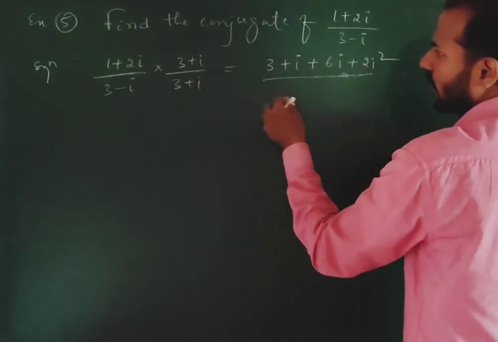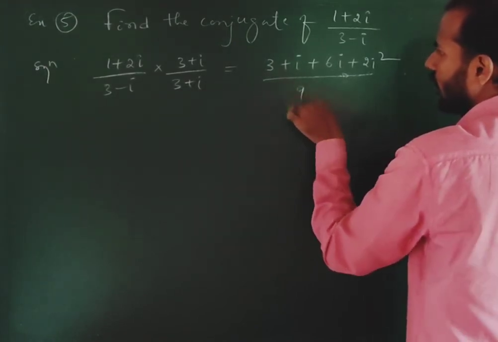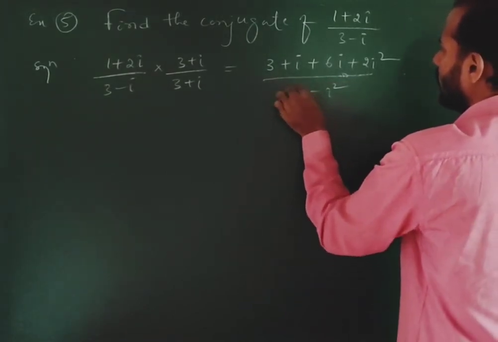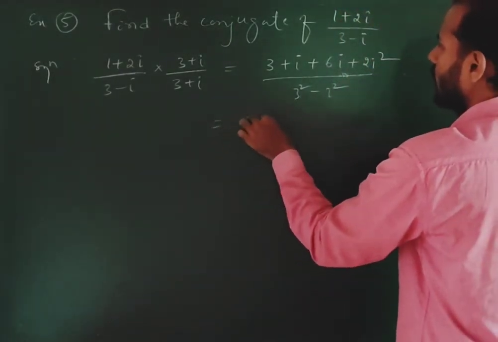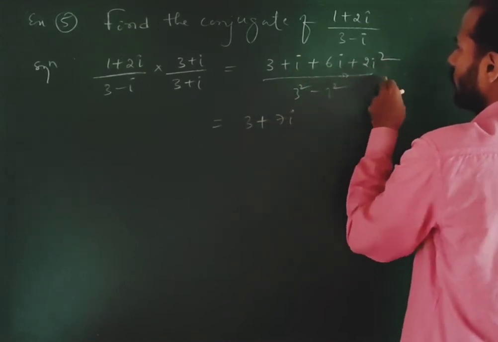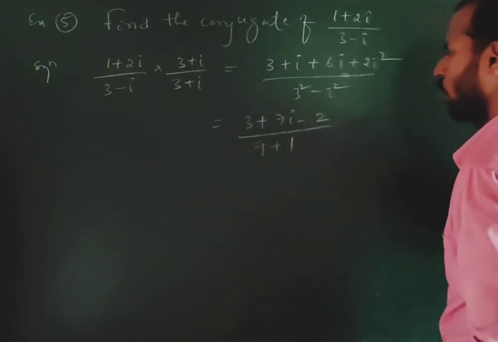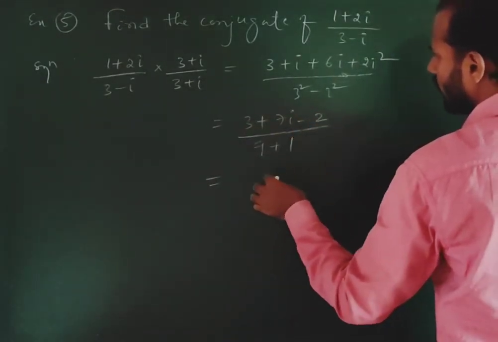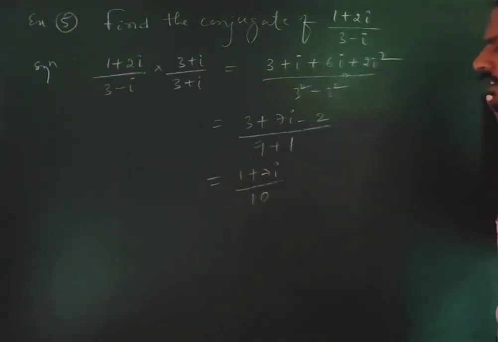The denominator is (3 plus i)(3 minus i), that is (a plus b)(a minus b): a square means 9, minus b square means i square. Or you can take 3 square here also. Now this equals 3 plus i plus 6i is 7i, 2 as it is, i square means minus 1, so minus 2, divided by 9 plus 1. I square is minus 1, minus minus plus 1. Therefore 3 minus 2 is 1, plus 7i upon 10.